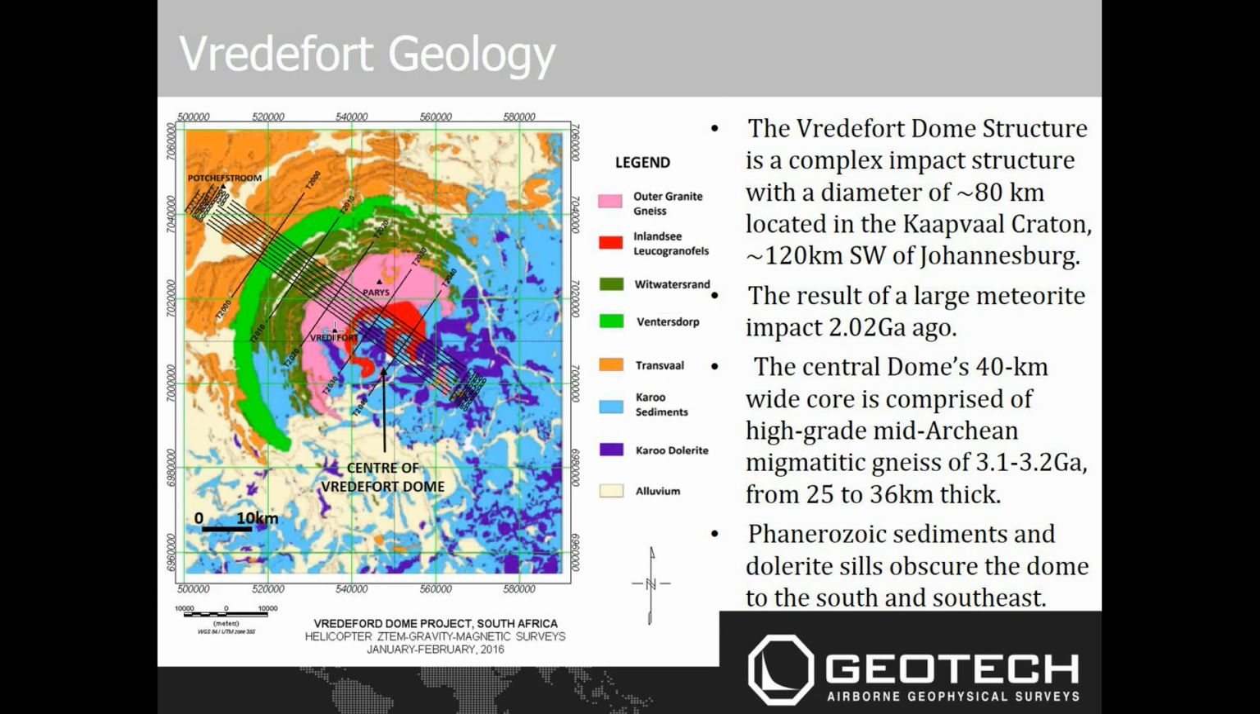To go over the Vredefort Dome itself, it's a complex impact structure with a diameter of about 80 kilometers, located in the Kaapvaal Craton, about 120 kilometers southwest of Johannesburg, South Africa. It's the result of a large meteorite impact about 2.02 billion years ago. The central dome's 40-kilometer wide core is comprised of high-grade mid-Archean migmatitic gneiss of 3.1 to 3.2 billion years, from 25 to 36 kilometers thick.